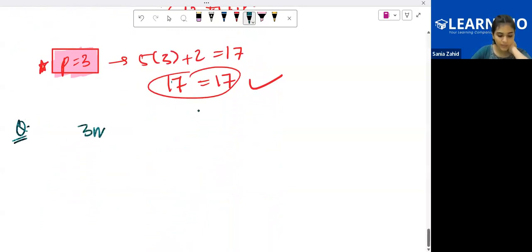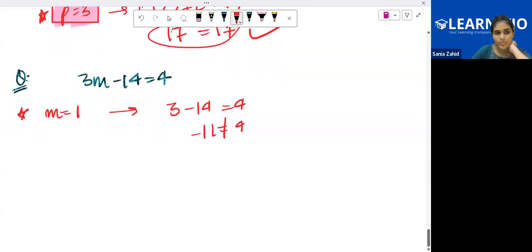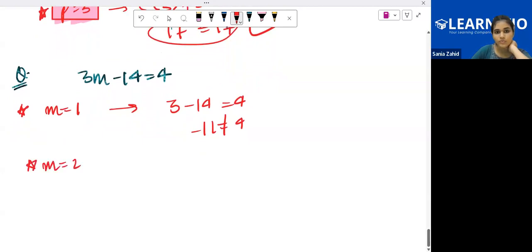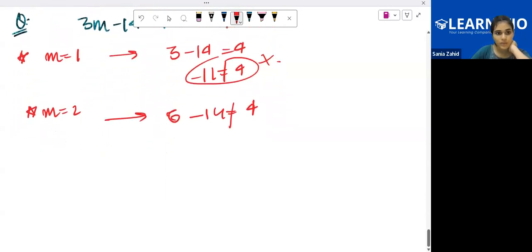Let's assume 3m minus 14 is 4. So over here, let's consider m is 1. Always start from 1. If m is 1, so 3 into 1, 3 minus 14 gives me minus 11, which is not equal to 4. Let's consider m is 2. 3 into 2 is 6, 6 minus 14 is not 4. No, this is also not correct. Third one, we have m is 3. 9 minus 14 is not 4. No, not correct.